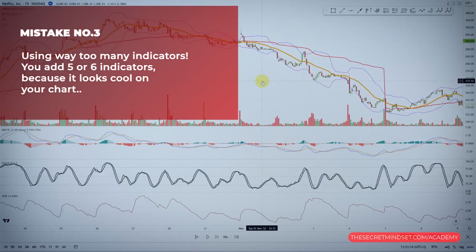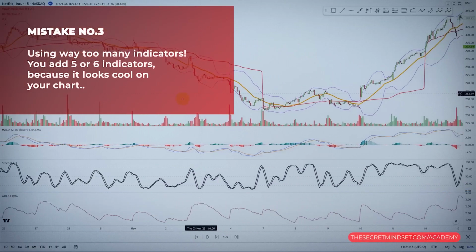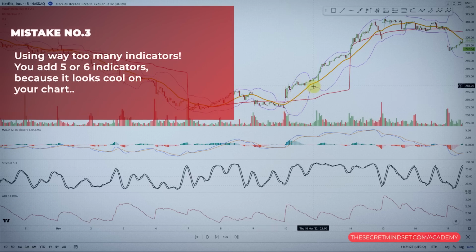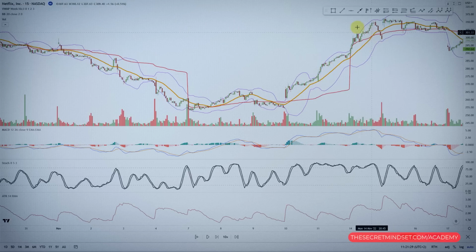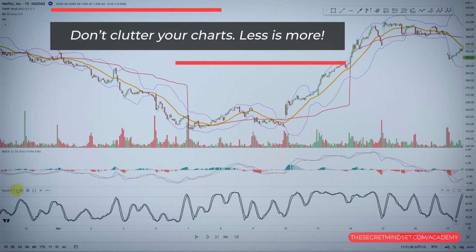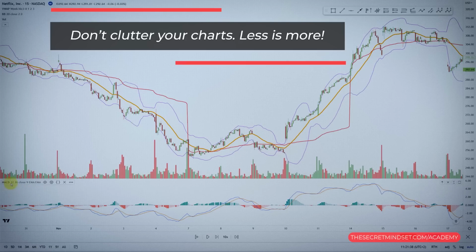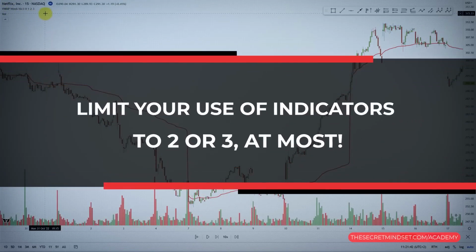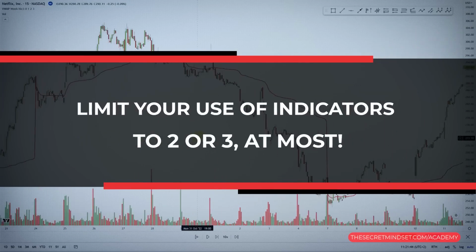And here's another common mistake: using way too many indicators. You add 5 or 6 indicators because it looks cool on your chart. Some indicators say buy, while others will say sell, and by the time they all agree, price already moved a lot, and it's too late to enter. I suffered from the same problem when I started, but you don't need to clutter your charts. Less is more. So limit your use of indicators to 2 or 3 at most.